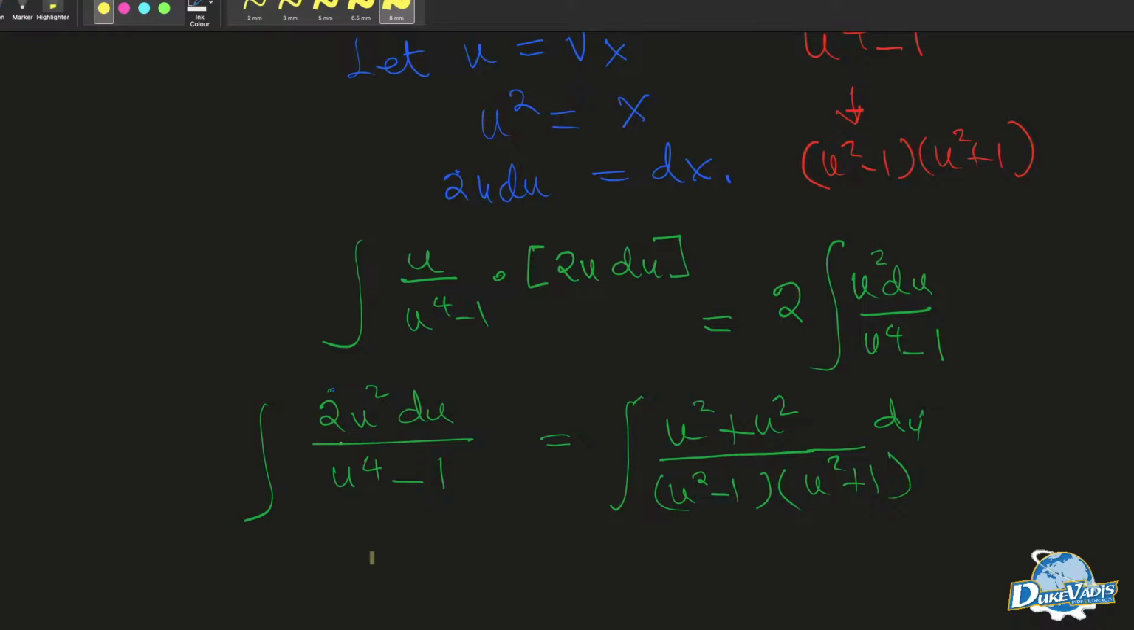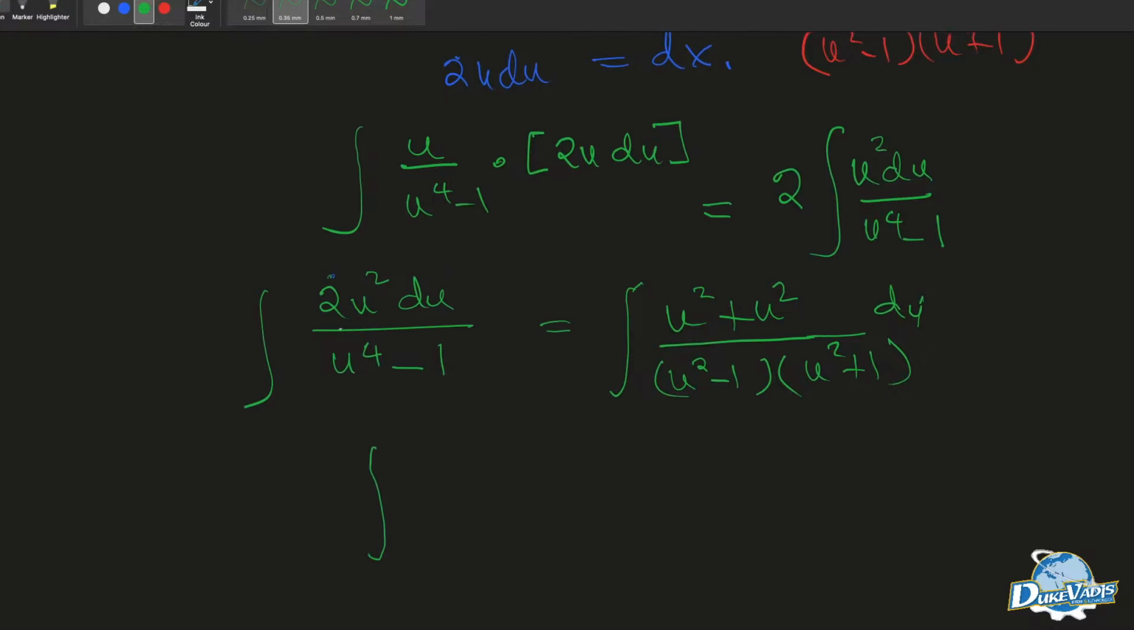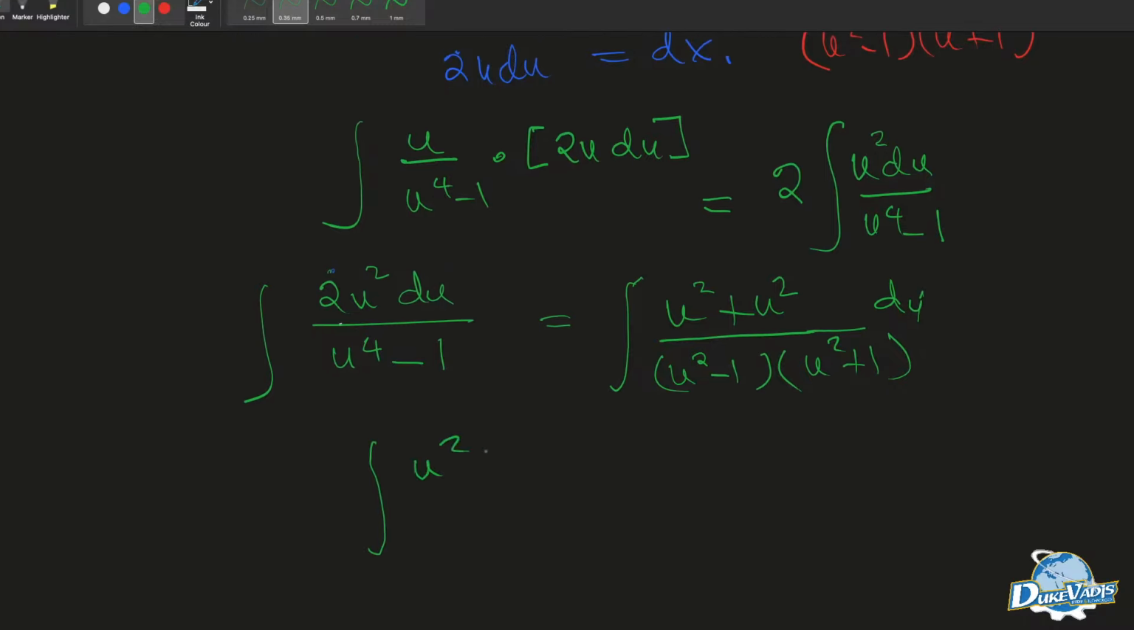Now let me write the same thing again. This is my integral. I'm going to write it as the integral of u squared plus u squared, all over my u squared minus 1 and u squared plus 1 du.